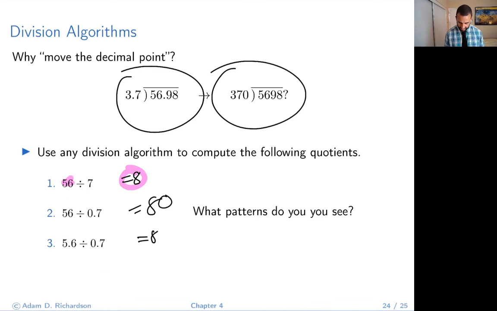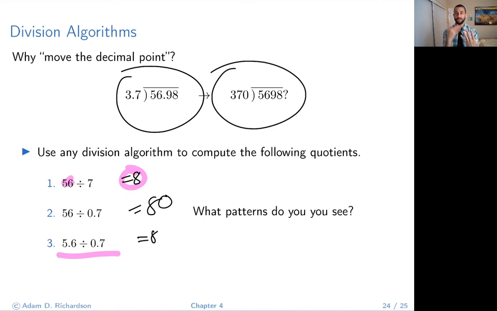But the thing I also like about this last problem is that you can do it just by counting, if you're comfortable with the numbers. Let's do this by counting. Here we're going to say, how many times does 0.7 go into 5.6? Let's count. 0.7, 1.4, 2.1, 2.8, 3.5, 4.2, 4.9, 5.6. It's 8. There you go.